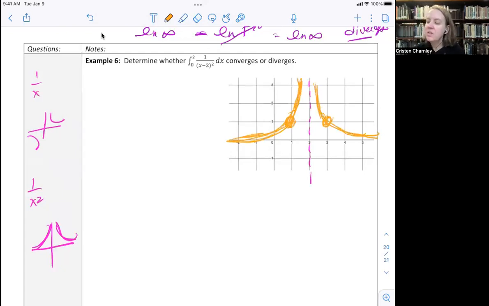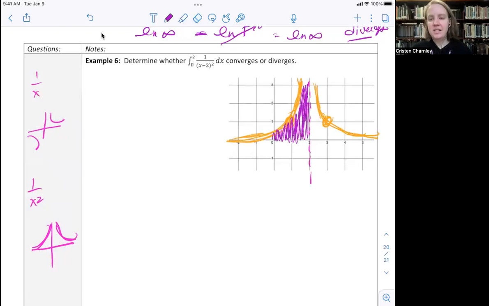Okay, so we want to know the integral from 0 to 2, and 0 to 2 is this region here. No, it's not. It's on the other side. If you haven't turned the video off yet, congrats. This is not my best one ever. All right, 0 to 2.